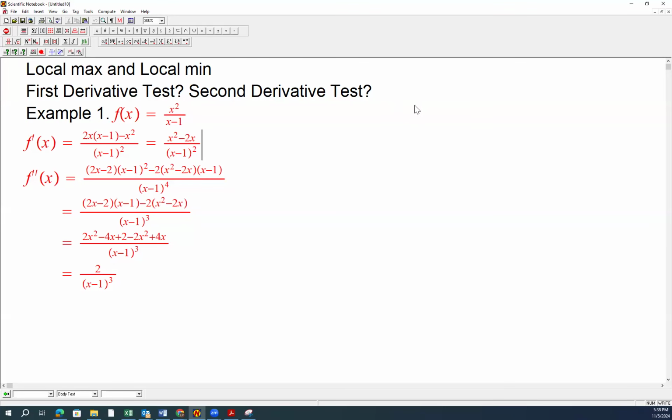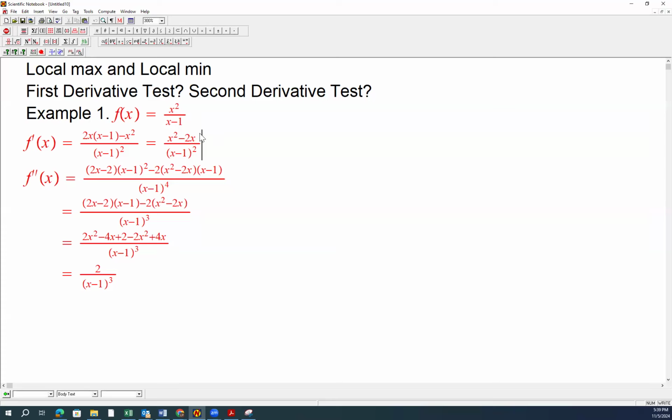Hello, everyone. In this lesson, I'm going to talk about how to find local max and local min, whether we use the first derivative test or the second derivative test, or cases where we can use either or both, and some cases where we can only use one test and you cannot use the other.